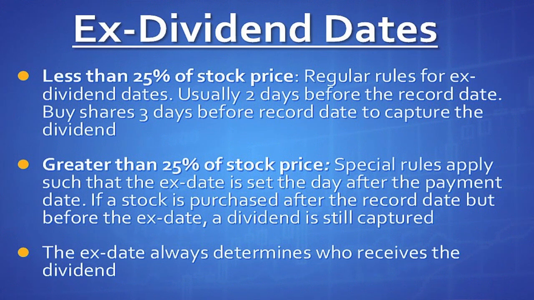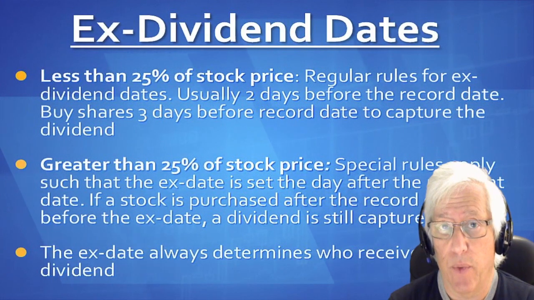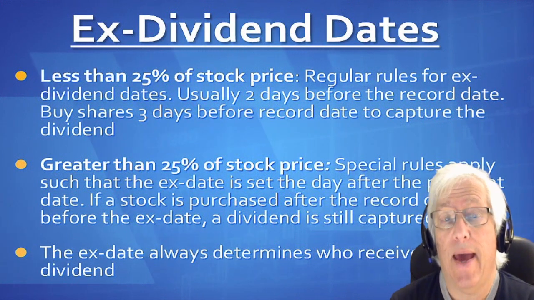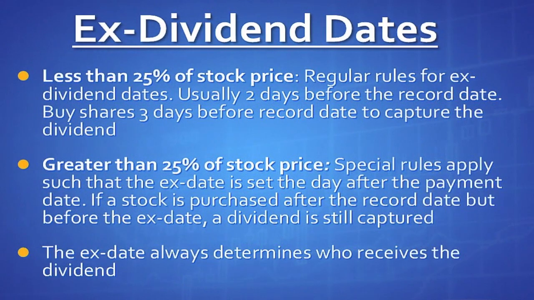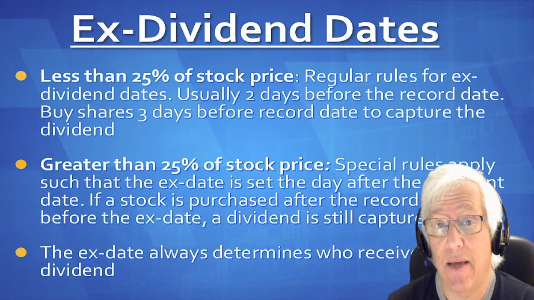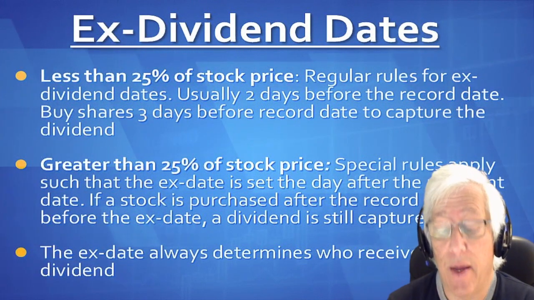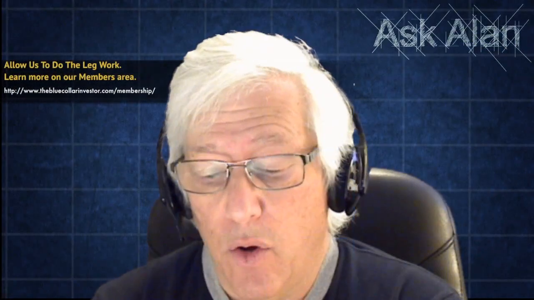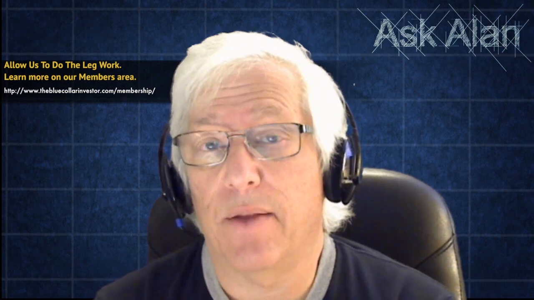However, if the amount of the dividend with these special dividends is greater than 25%, then the rules change. There are special ex-date rules, and the ex-date is moved to the day after the payment date, which means that if a stock is purchased after the record date, but still before the ex-date, we're still going to capture that dividend. So it's the ex-date that will determine who receives the dividend.